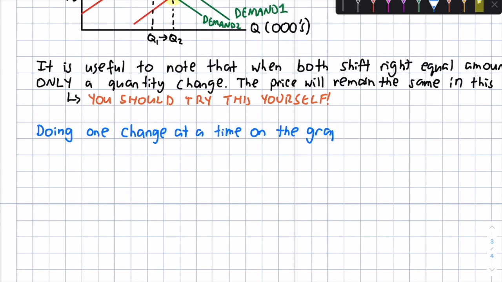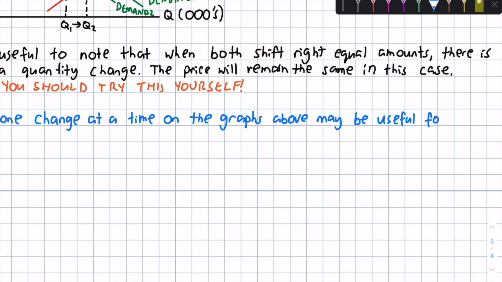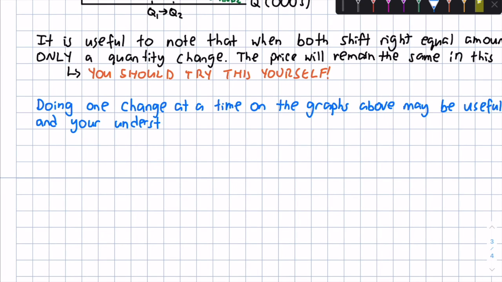I also recommend that when you're doing this at home, do one curve at a time, one shift, and then do the other one. And do them separately at first to see how they work and how each shift affects the overall picture.